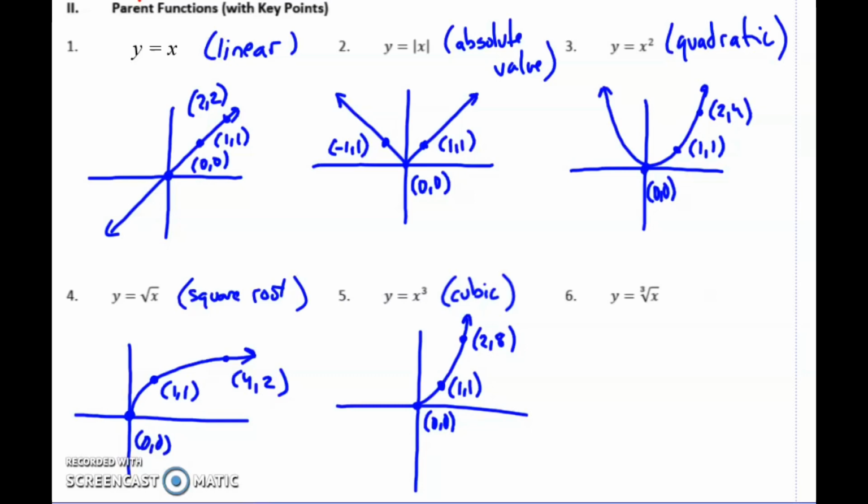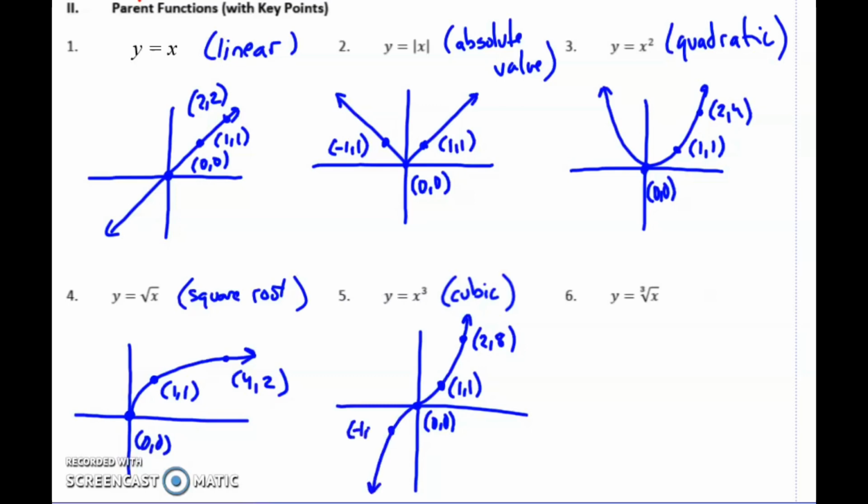So as you're looking at this, it looks pretty similar to the right side of our quadratic. Obviously, it gets a little bit steeper. But what happens when I put in negative numbers? Well, if you remember, when you cube a negative, you get a negative. So it's going to actually look like this.